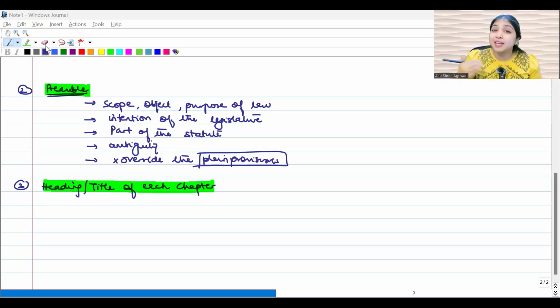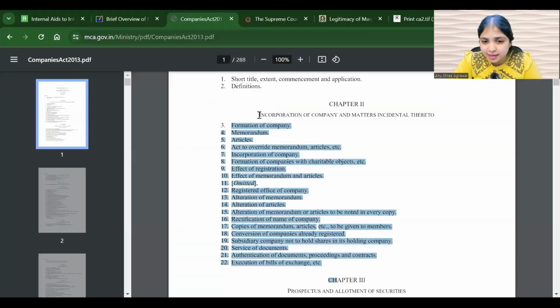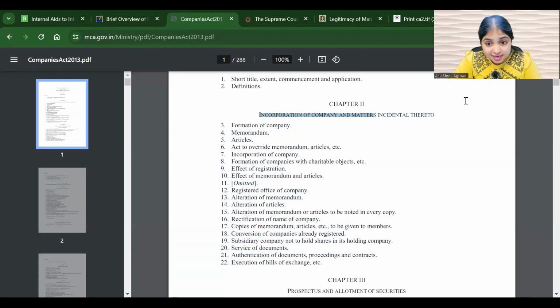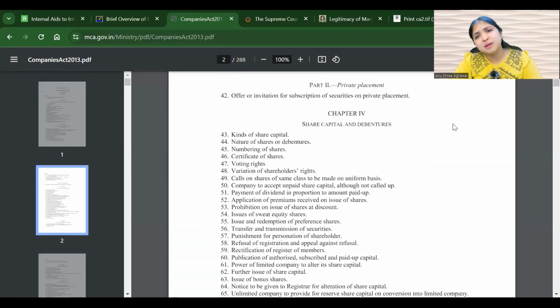Are you understanding? But even over here, the same thing, the heading cannot override the plain provisions of the Act. The heading cannot override the plain provisions of the Act. The plain provisions of the Act only will be given more priority when compared to the heading. And can heading of one chapter be used to interpret a provision in some other chapter? Of course not. You can use the heading of a chapter only as an aid for interpretation for provisions in that particular chapter. Like for example, you can use this heading over here only to interpret these sections. Can you use this heading to interpret a section from some other chapter?